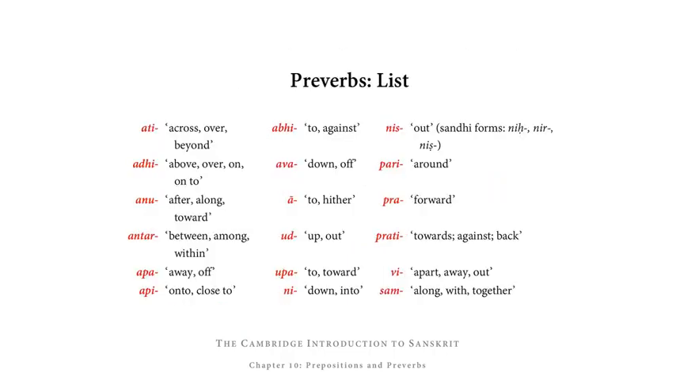The main thing for you to do in this chapter is to memorize the list of preverbs that you find in the book, but also on here, starting from ati, adhi, anu, going via antar, apa, api, abhi, ava, ā, ud, upa, ni, to nis, pari, pra, prati, vi, and sam.